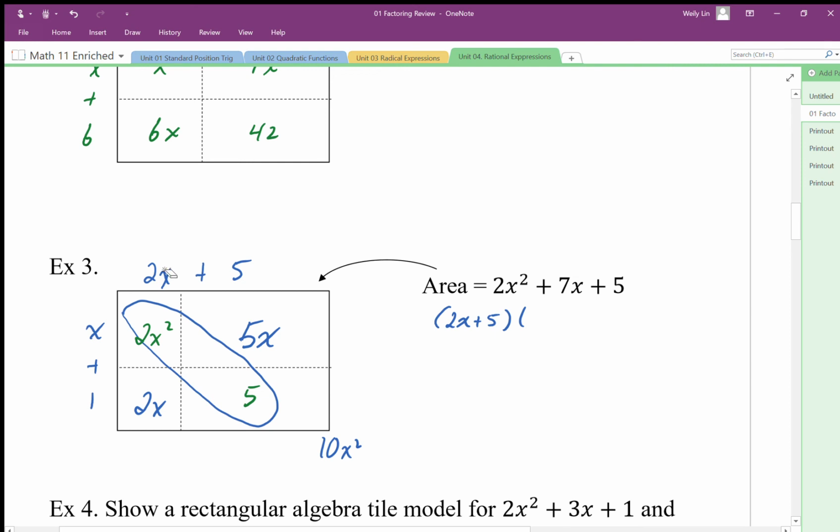And the common factor here is going to be just 1. If we multiply this together, we end up with all these 4 area parts, and we end up with our length and width, or in other words, our factors. There's our length and width.